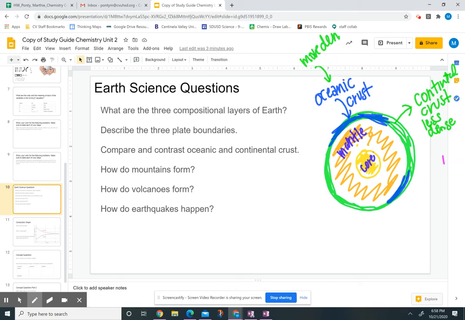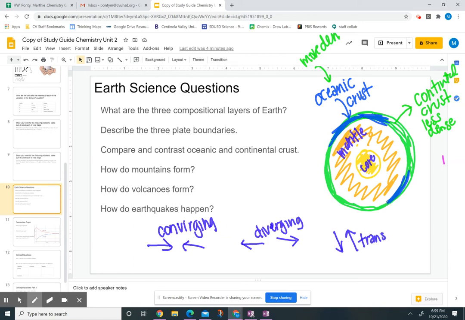So now we have three types of plate boundaries on Earth. We have converging, diverging, and transform boundaries, right? So converging plate boundaries are plate boundaries that are heading towards each other. If we have two land masses that are heading towards each other, or two oceanic crusts that are heading towards each other, that is going to be converging. If they are spreading away from each other, that is going to be a diverging. And if they are sliding past each other, that is a transform boundary. Right, so those are the different types of boundaries.